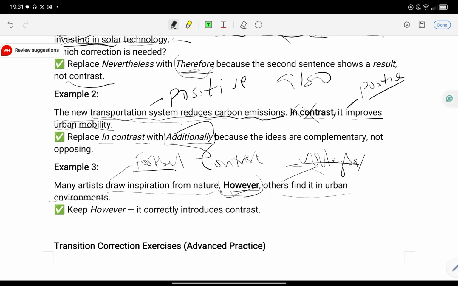Look at the next one. "Many artists draw inspiration from nature. However, others find it in urban environments." So here it is correct, because the first one mentions how some artists draw inspiration, and then the next sentence talks about how some others draw theirs in a different way. So the fact that these two oppose or contrast means "however" is fine.